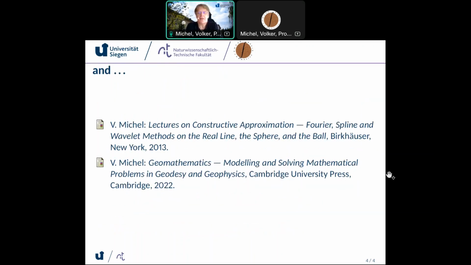And if you wish, you're certainly also welcome to look into my books, where I also give information about a lot of approximating structures on the sphere. And there's certainly also a lot about spherical harmonics in 3 dimensions, or on the 2-sphere, that you can find in these books. So that's all.